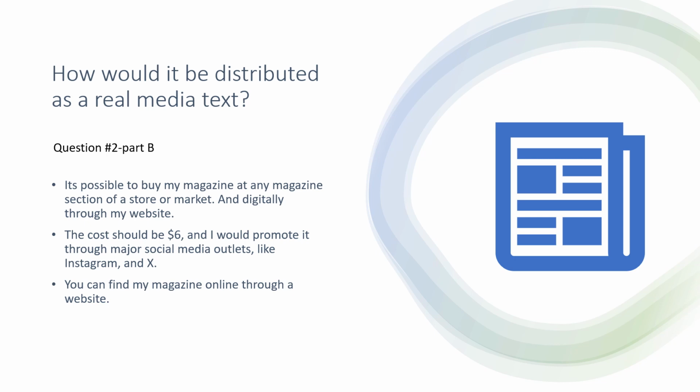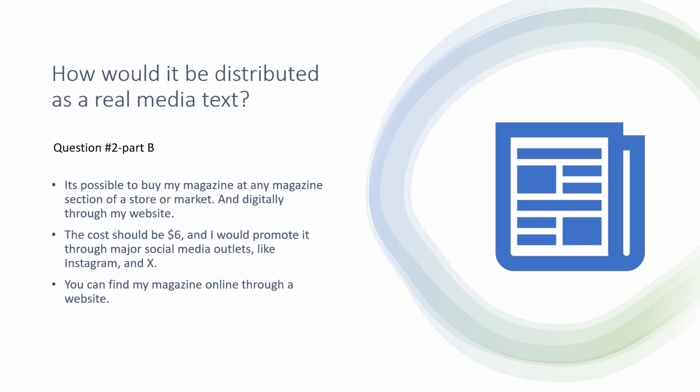Now on to the second part of the question. How would it be distributed as real media text? So my magazine, I'm looking for a price around $6. That falls really short within most magazines found in the genre. I've seen price ranges from $9 to $15 for the more expensive ones or name brand ones. But I decided on $6 because I really want my magazine to be as accessible as everywhere.